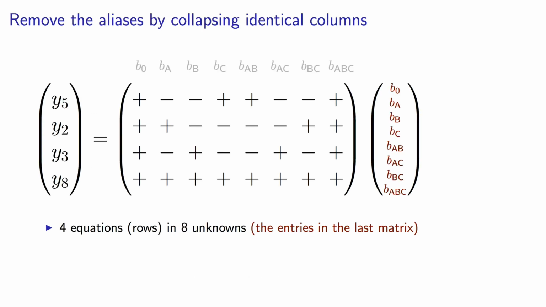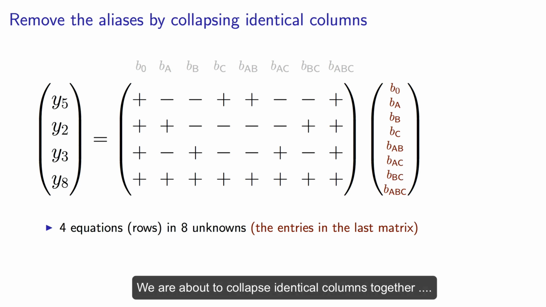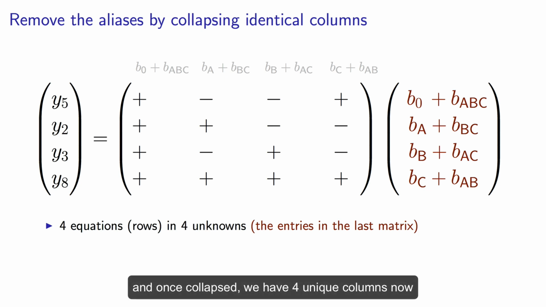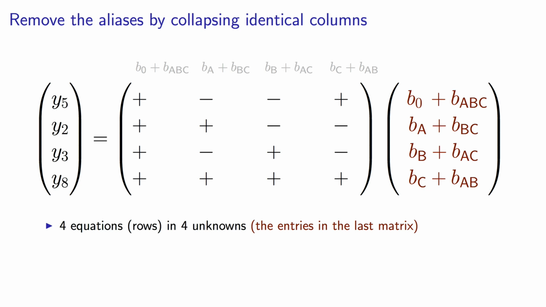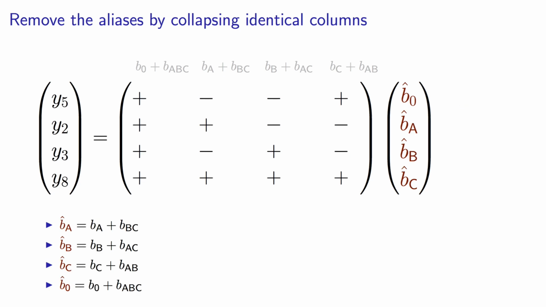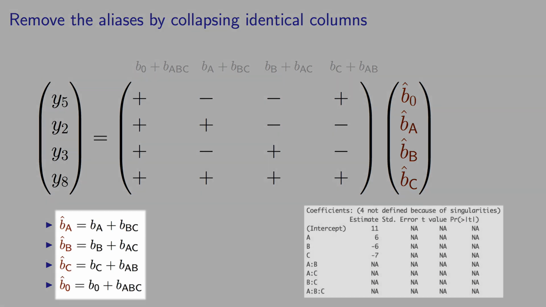Let's review the math. Those with a background in this sort of thing will recognize that one way to solve a set of underdetermined equations, where there are more unknowns than equations, is to collapse these columns together to achieve a square system that can be solved. Now you can see algebraically how this confounding develops. The coefficient for A in the model is a combination of the original A plus BC. Similarly, the coefficient for B is the sum of the original B plus AC, and so on. These 4 entries here are our aliases.